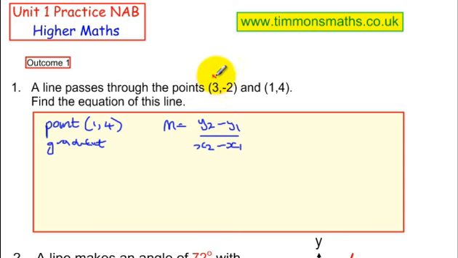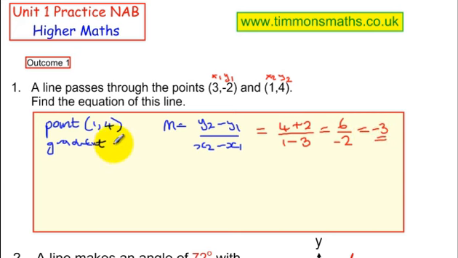Call one of these points x1, y1, and the other point x2, y2. And then we fit in the values, so that would be 4 minus minus 2, that's going to become plus 2, over 1 minus 3. 4 plus 2 is 6, over 1 minus 3 is minus 2, 6 divided by minus 2 is minus 3. So the gradient of this line is minus 3.